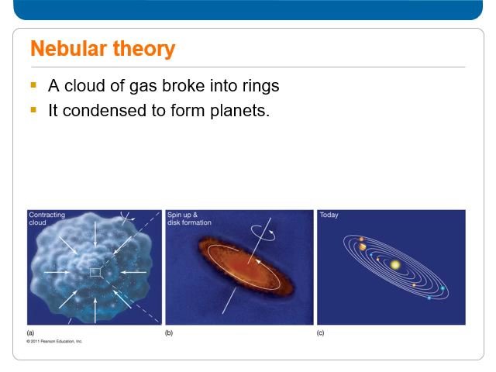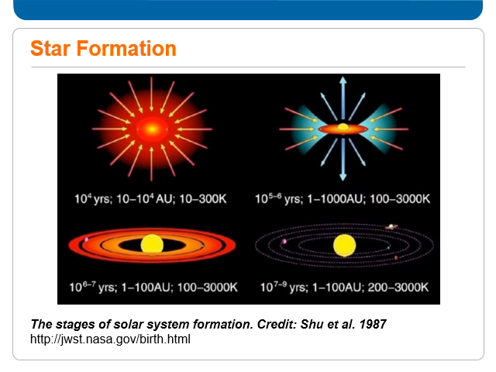In the nebular theory, a cloud of dust and gas broke into rings, each ring condensed to form the sun or planets. The nebular theory is an evolutionary theory where the formation of the solar system occurs with a series of gradual and natural steps. A modified form of the nebular theory is still in use today, but the collapse of the nebulas to form stars takes a long time.